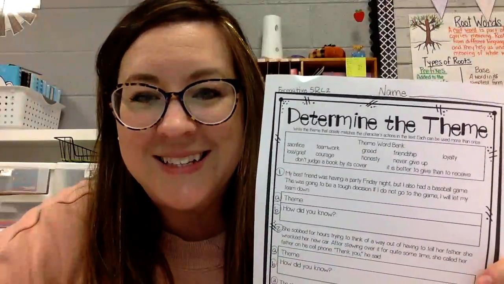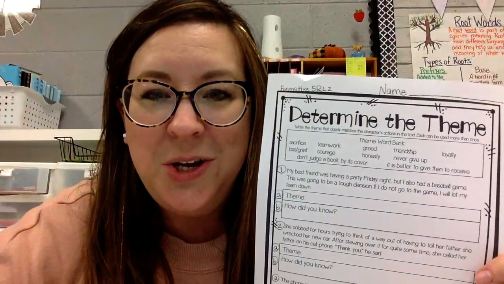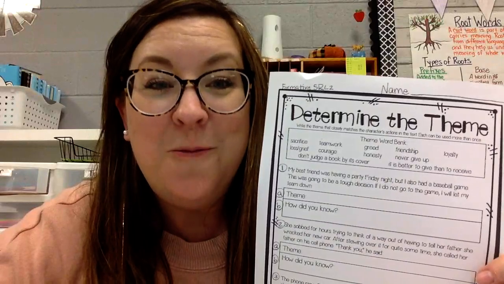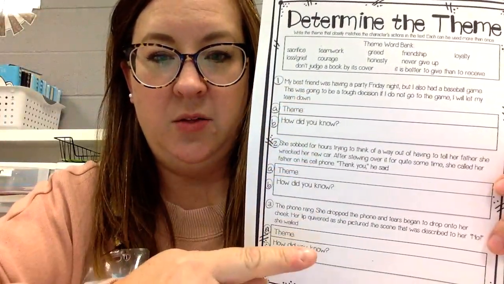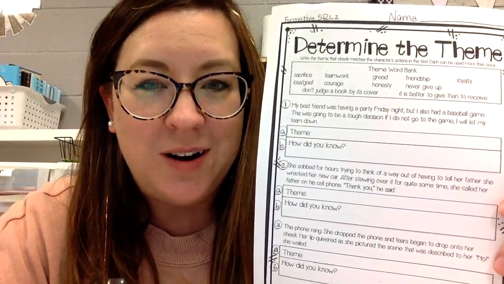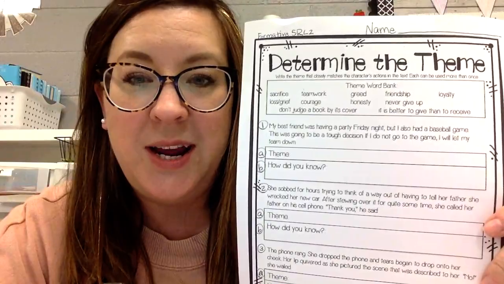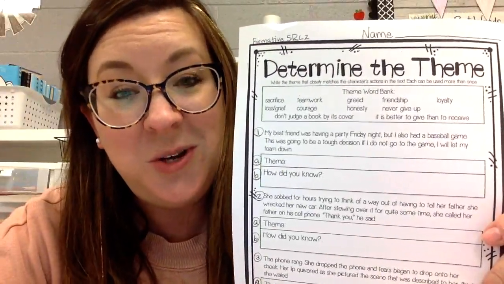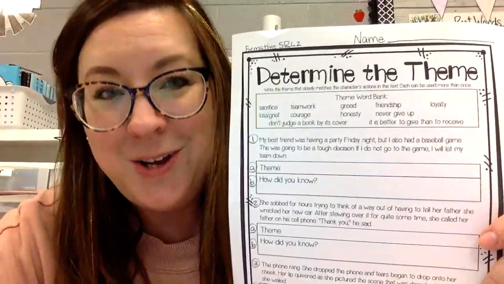What's great about this task today is that you're given a theme word bank. You can use the theme word bank to answer your questions for numbers 1, 2, and 3. Each has 2 parts, an A part and a B part. First thing you're going to do is read the story. Then you're going to tell me what you think the theme of the story is. You can use the theme word bank to help you. Then I want you to tell me how you know.